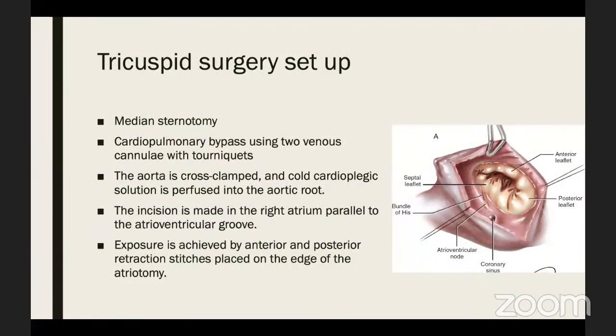All right, so moving on to the surgical part. So tricuspid surgery setup, simply median sternotomy, cardiopulmonary bypass with 2 venous cannulae and tourniquets secured around them. The aorta cross-clamped and cardioplegia perfused into the aortic root. The incision is made in the right atrium parallel to the atrioventricular groove, and the exposure is achieved by anterior and posterior traction stitches on the edge of the atriotomy.